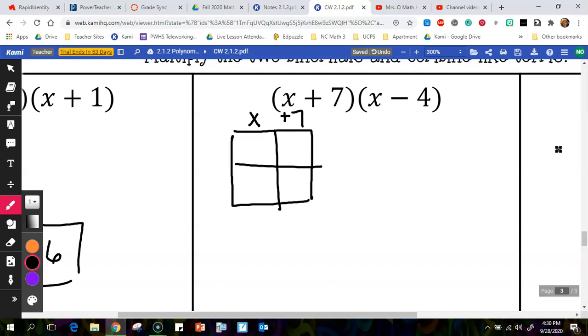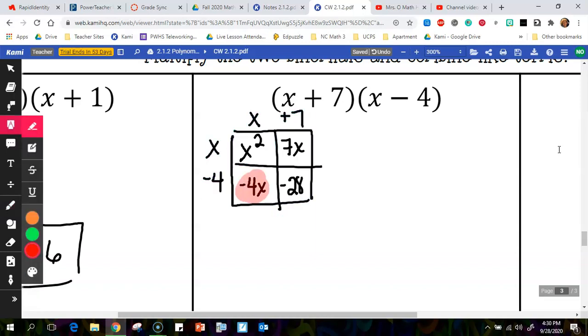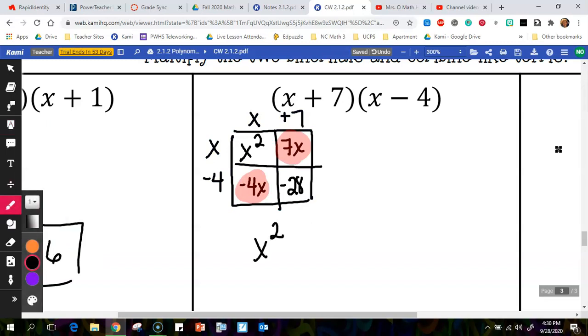X plus 7, x minus 4. Be sure if it's a minus, be sure you put that negative symbol there. X squared, 7x, negative 4x, and negative 28. These are like terms because they're both to the first power. So my answer is x squared. Combine those two, that's plus 3x minus 28.